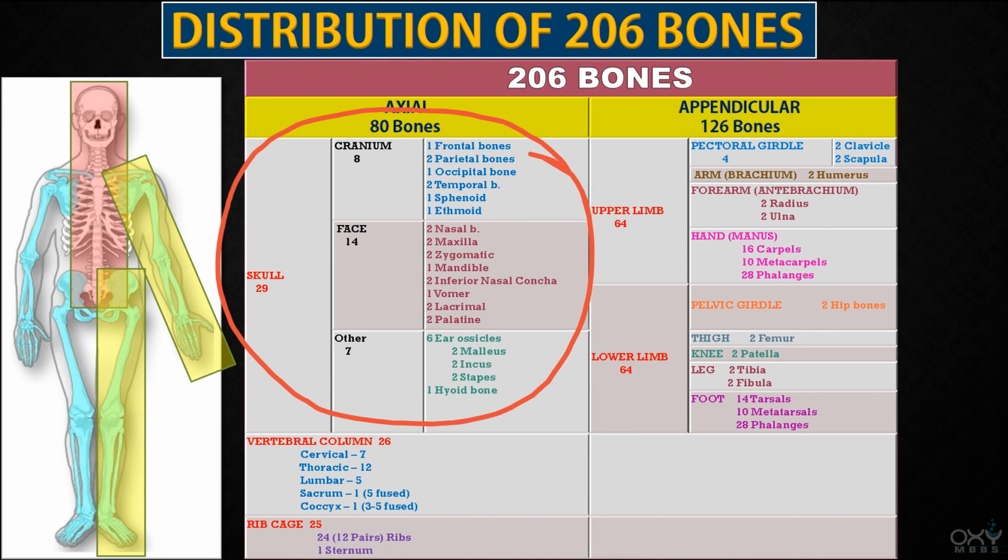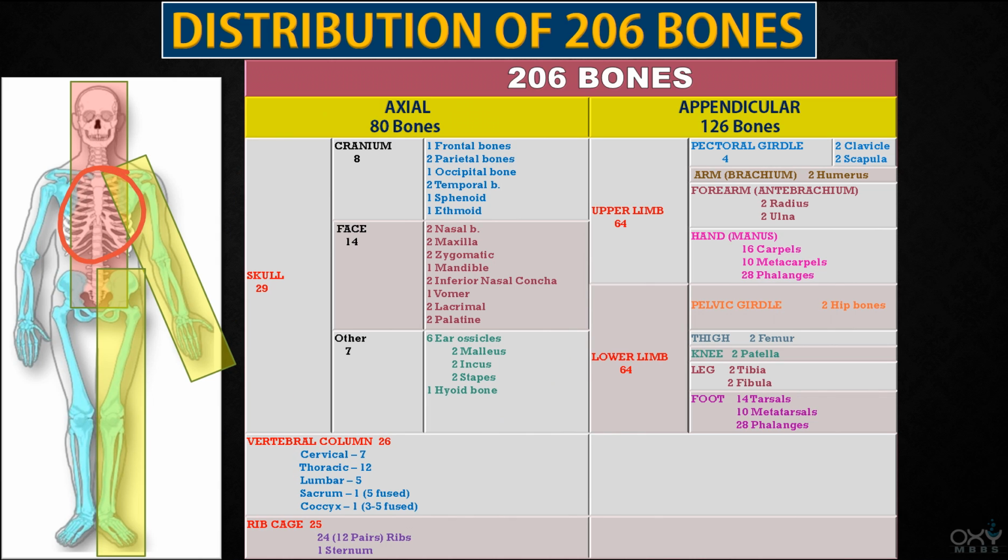Now coming to the vertebral column, how many bones does it include? 26 bones. And out of these 26 bones, 7 are cervical, 12 are thoracic, 5 are lumbar, 1 sacrum bone which is a fusion of 5 sacral bones, and 1 coccyx bone which is formed by the fusion of approximately 3 to 5 coccyx bones. And this is our rib cage which includes 25 bones. Out of these 25 bones, 24 are ribs and 1 is sternum.